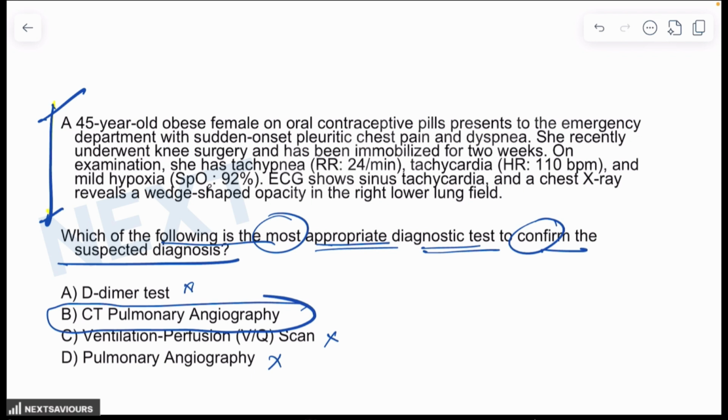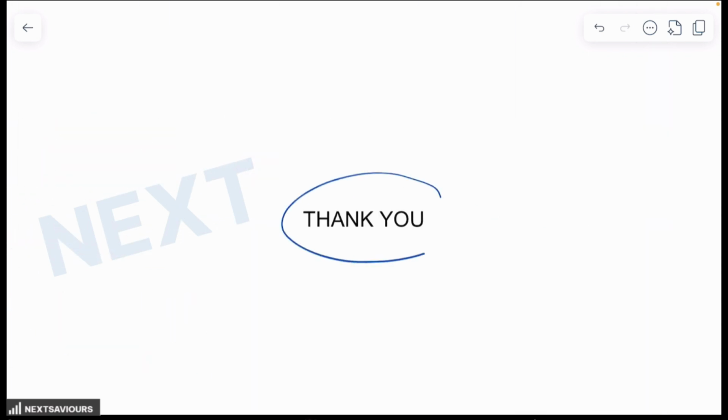And what are the findings of the CT pulmonary angio? We have already talked about. So I hope the session was of help. All the best for your future examination.